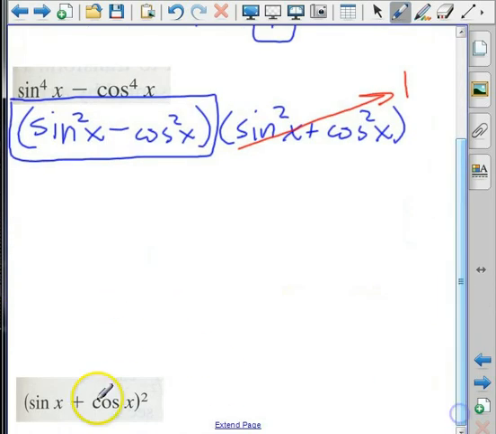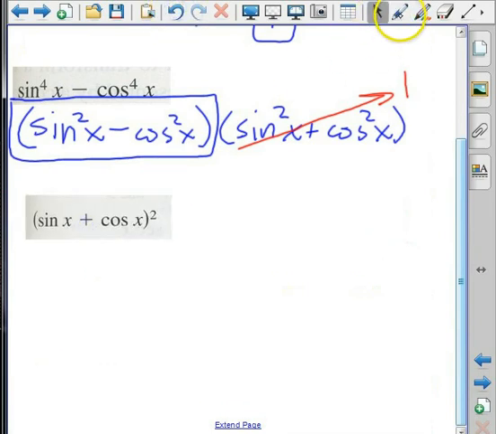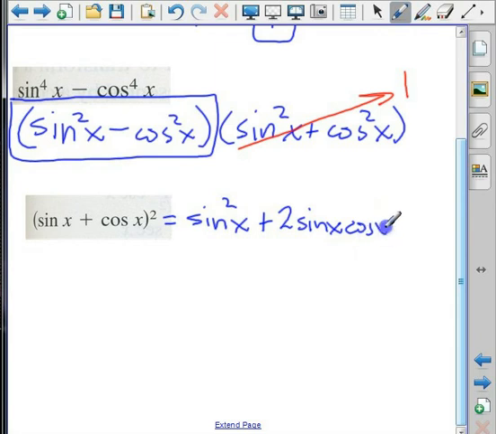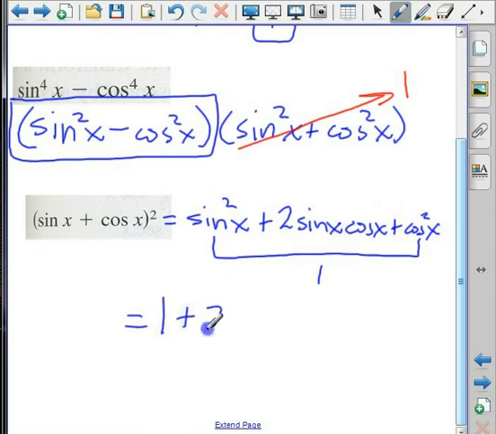Here's one more. Whoop. Let me bring that up here where I can work with it. Okay, we're going to multiply this out. So it's going to be sine squared x plus 2 sine x cosine x. Remember, we've got to do FOIL on this. Plus cosine squared x. Now if I group these two together, they're going to equal 1. And so the only thing I have left is 1 plus 2 sine x cosine x.